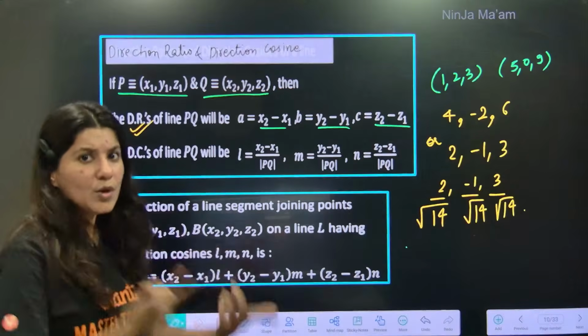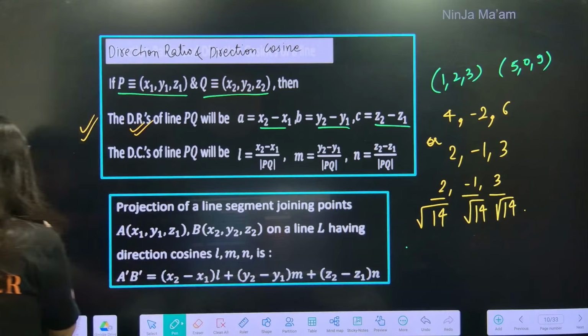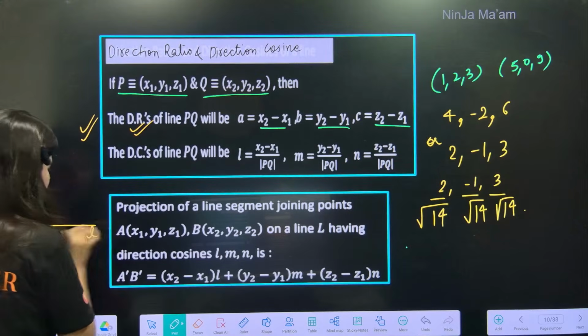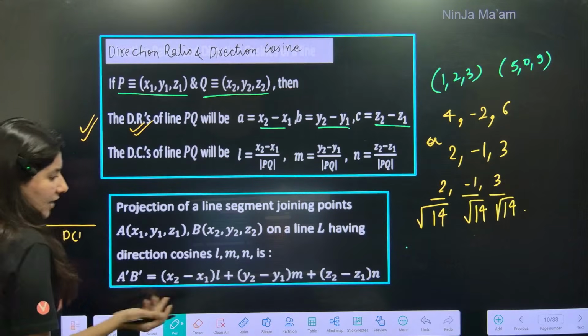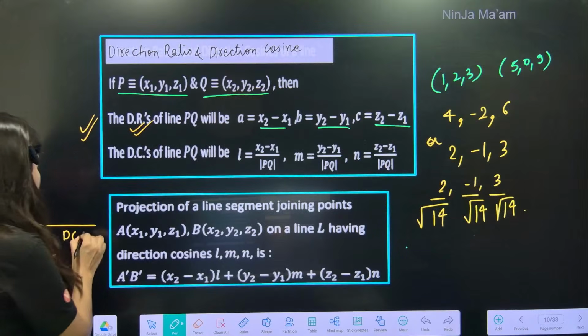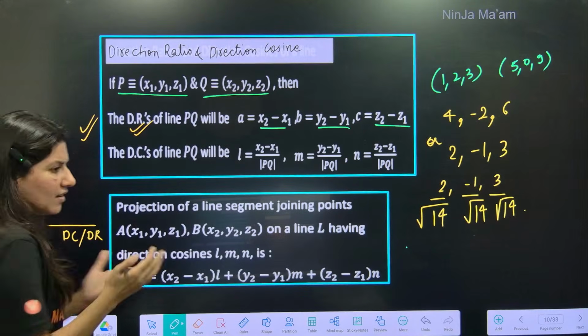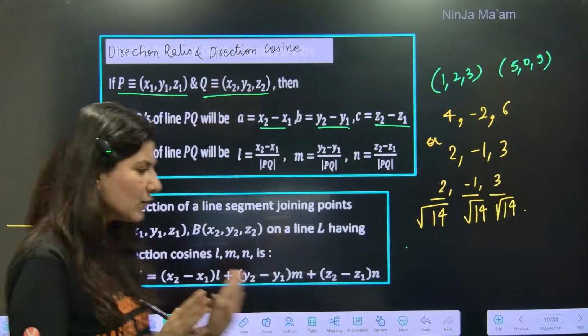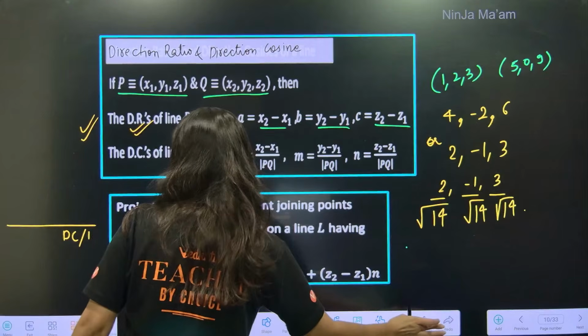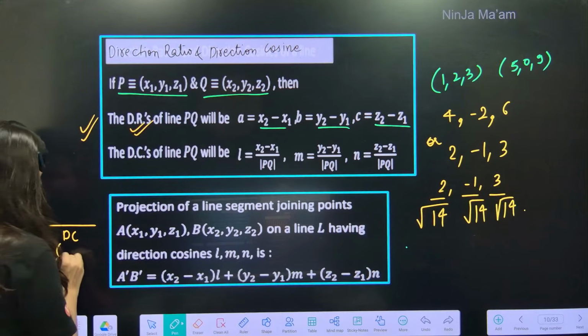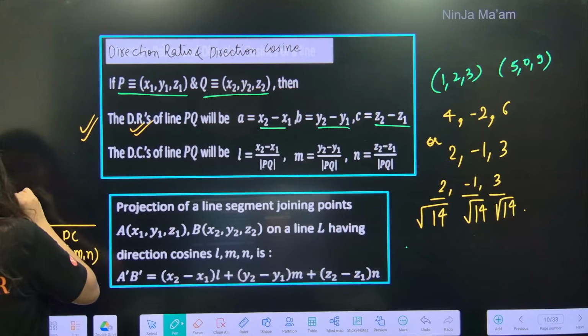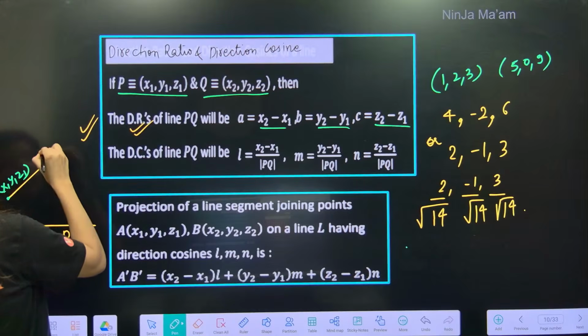Now, one more concept. Suppose you have a line L, whose direction cosines DC are given to you. And if DR is given, DC or DR, whatever is given, because if DR is given, you can find DC. So I am going to write just DC. Just in case DR is given, just calculate DC. So a line whose DC is given to you, DC will be l, m, n, and another line passing through 2 points x1, y1, z1 and x2, y2, z2. This is A, this is B.